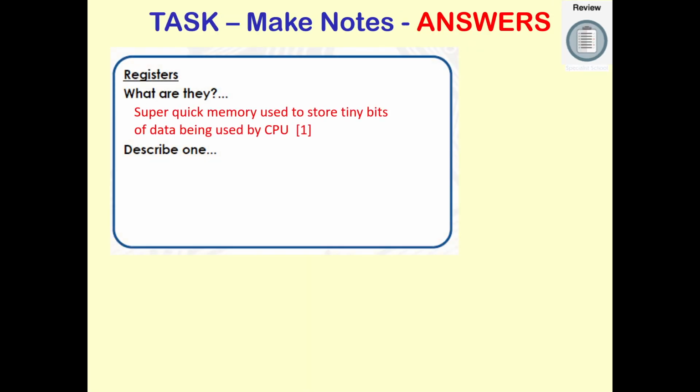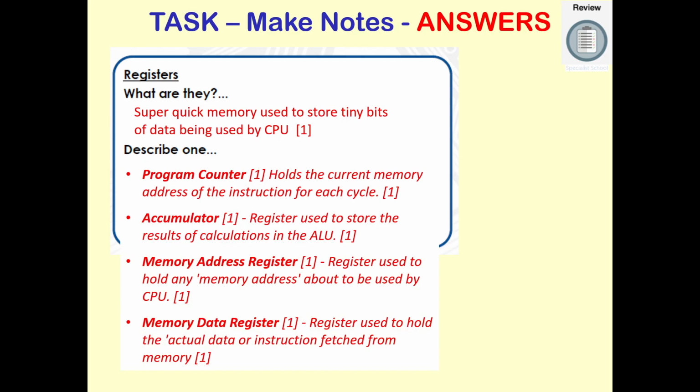Okay, time to check answers. What is a register? Super quick memory used to store tiny bits of data being used by the CPU. And there's your 4 registers. Program counter holds the current memory address, the one that's about to be used. Accumulator is used to store the results of calculations. Memory address register used to hold any memory address about to be used. And memory data register holds the actual data instruction that has been fetched from memory or is being used at the moment.